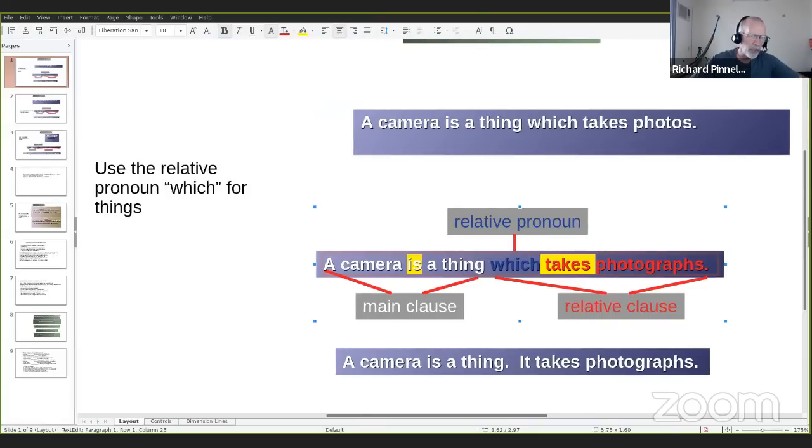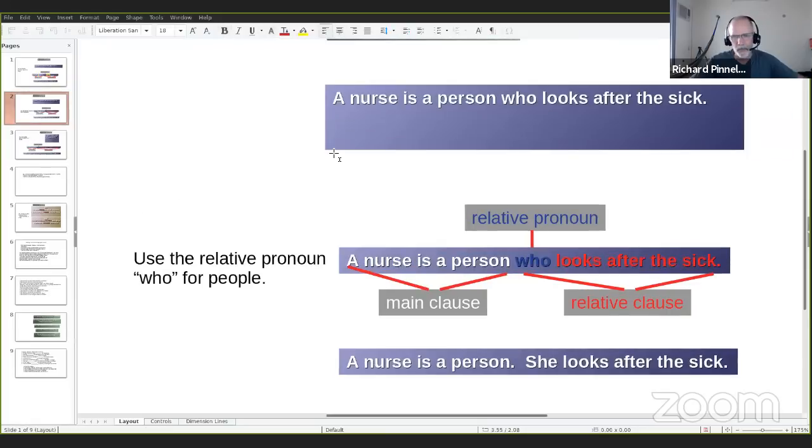Let's carry on with another example. In this example here, it's not a thing, it's a person. A nurse is a person who looks after the sick. Again, underneath here, we can see we've got the main clause, a nurse is a person, and the relative clause, who looks after the sick.